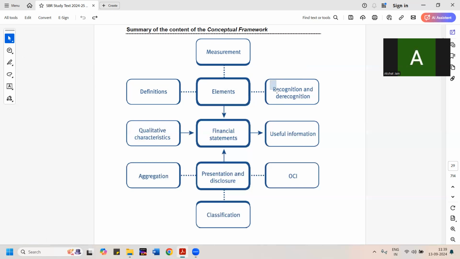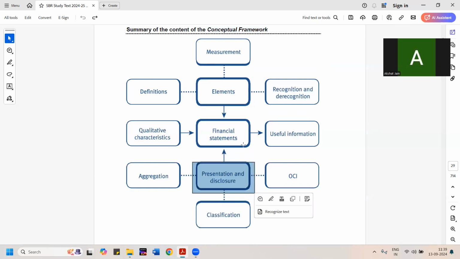Whether we should recognize or de-recognize a particular expense, or how we should recognize a particular expense, and if we have wrongly recognized a particular expense, how to de-recognize the same. I'm saying the word expense or asset, but it's not limited to that. It's applicable everywhere. So that is also notified within the conceptual framework.